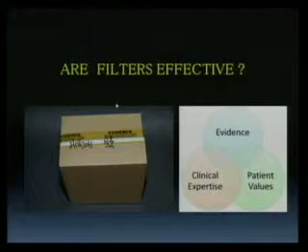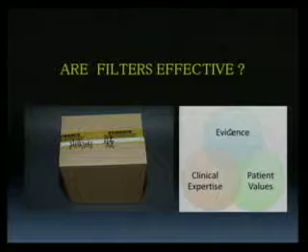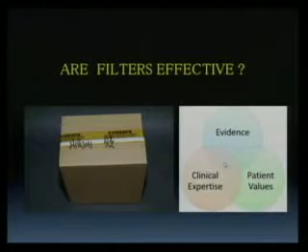When you look at the evidence, it's just one of the triad. The triad is like a Venn diagram. It's just one of the aspects of the evidence. Look at the clinical expertise. Look at the patient value. Empower your patient. Let the patient decide. Don't decide for your patient.